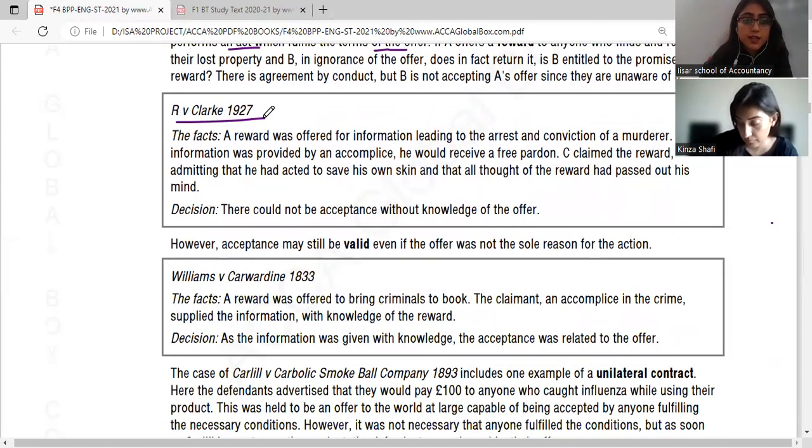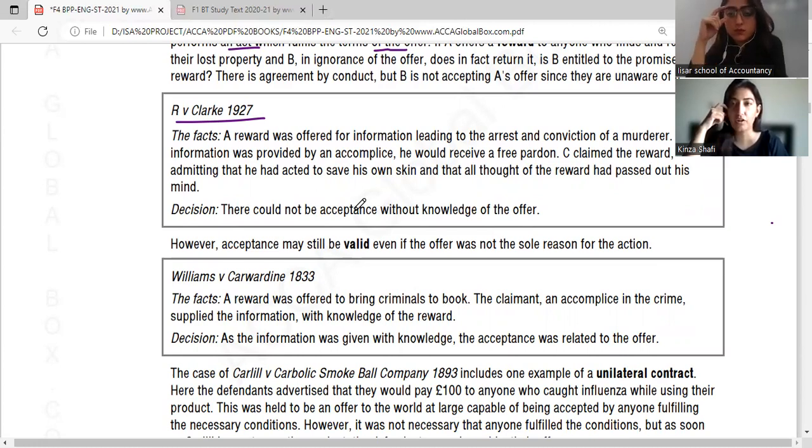R versus Clark, 1927. Please read. A reward was offered for information leading to the arrest and conviction of a murderer. Indeed, if the information was provided by an accomplice, he would receive a free pardon. Clark claimed the reward, admitting that he had acted to save his own skin and that all thought of the reward had passed out of his mind. There could be no acceptance without knowledge of the offer. This is the same. Same case, simple.